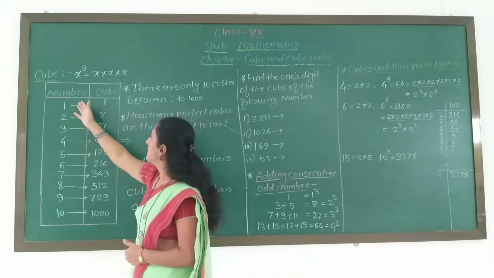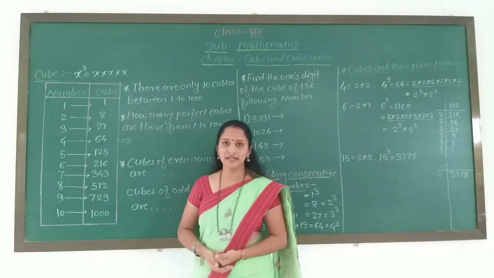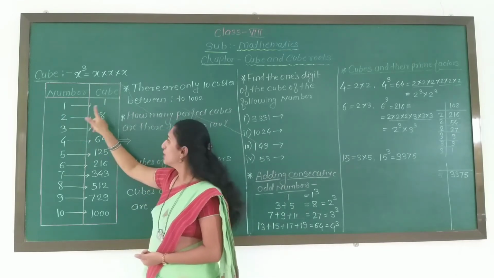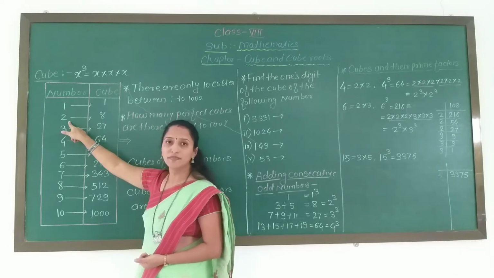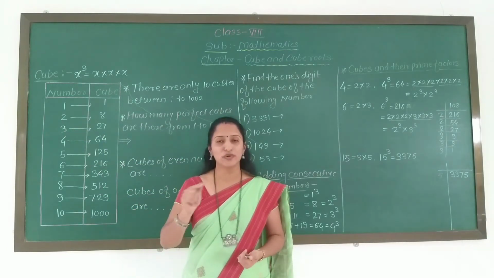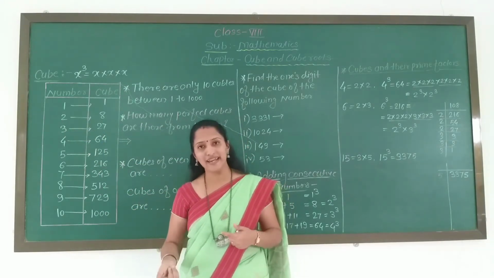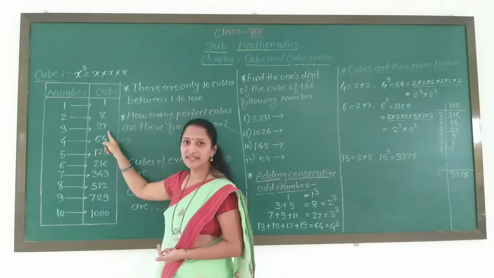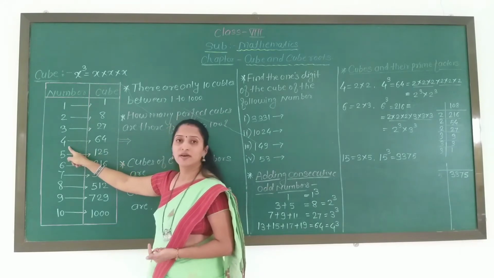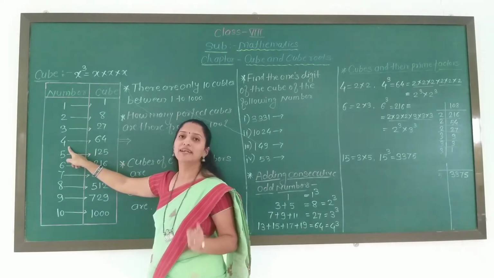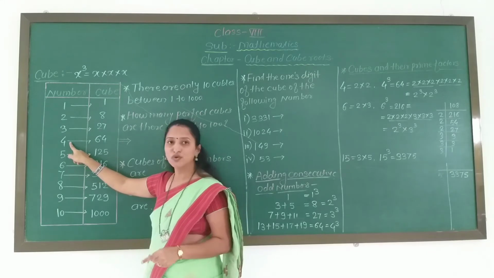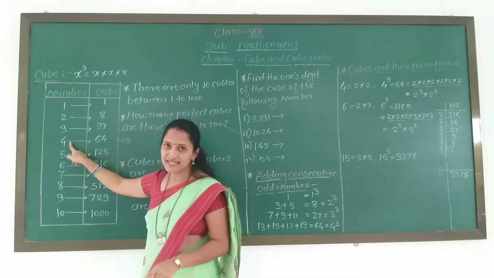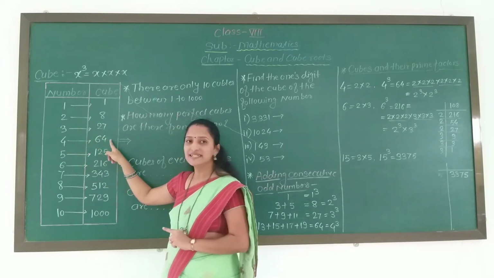Okay, here the numbers and cubes of the numbers are given. Now, cube of 1 is 1. Cube of 2, how can we find it? 2 into 2 into 2. 2 2s are 4 and 4 2s are 8. So, cube of 2 is 8. Cube of 3 is 27. Cube of 4. A cube is found by multiplying that number 3 times. 4 cube, 4 into 4 into 4. 4 4s are 16 and 16 4s are 64.